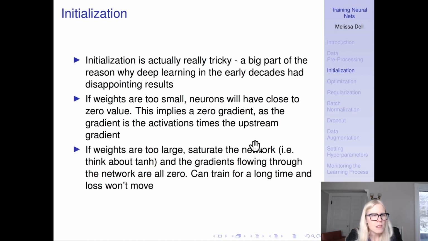Initialization. This is actually really tricky and was part of the reason why deep learning in the early decades had disappointing results. So if you start out with weights that are too small, the neurons will have close to zero value, and this implies a zero gradient because the gradient is just the activation times the upstream gradient. But if the weights are too large, you'll saturate the network, and the gradient flowing through the network will all be zero, so you can train for a long time and the loss won't move.